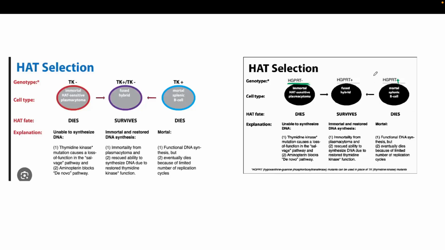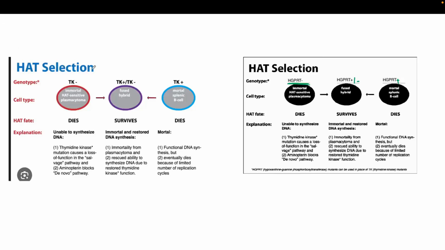Whereas this hybrid cell, which has the properties of both cells, is HGPRT positive as well as HGPRT negative, it will survive because it has the capacity of both cells, and it can produce the antibody as well as multiply. So this is the whole idea of the HAT selection.